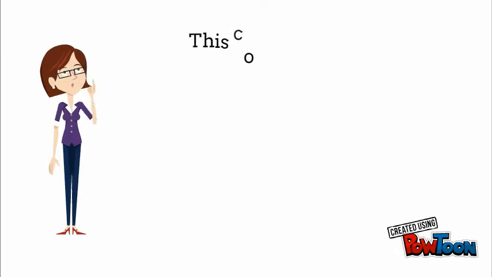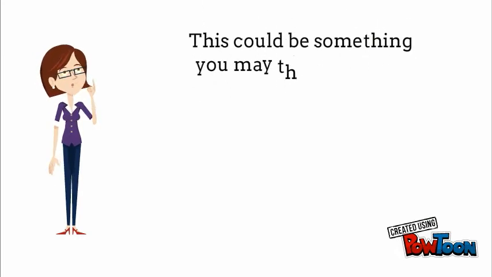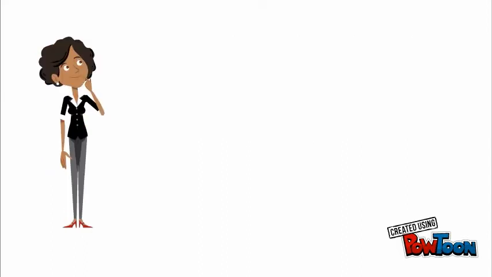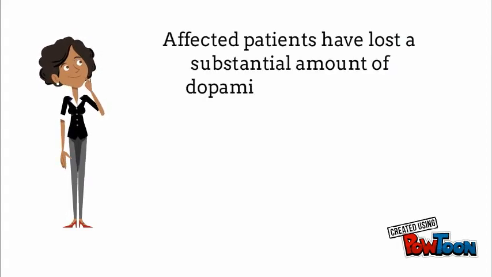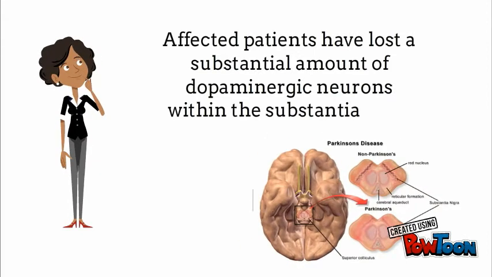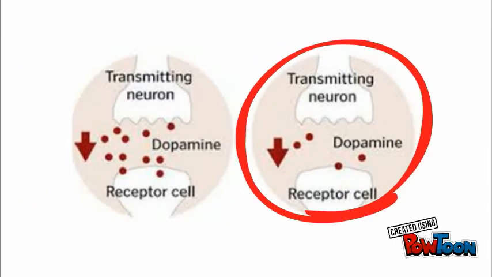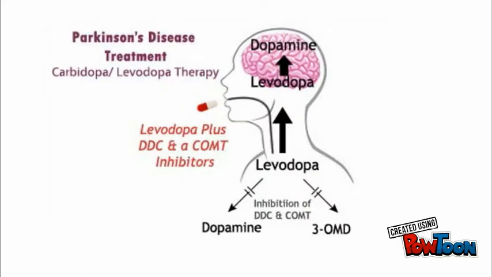So if Dr. Erb was doing this presentation, you would probably hear, this could be your project in the near future once you graduate. So, what do we really know so far? Affected patients have lost a substantial amount of dopaminergic neurons within the substantia nigra. This results in a lack of the neurotransmitter dopamine. Current therapeutic approaches include raising dopamine levels in the substantia nigra in the brain.